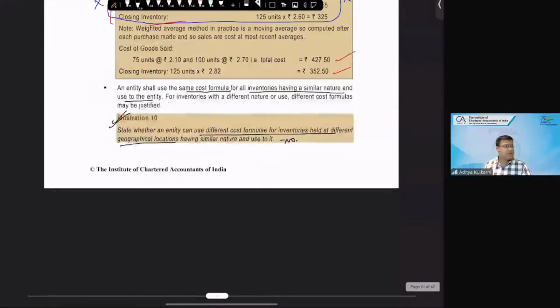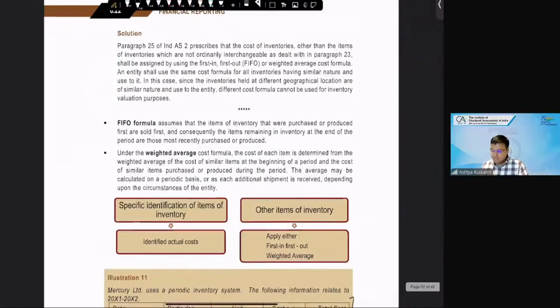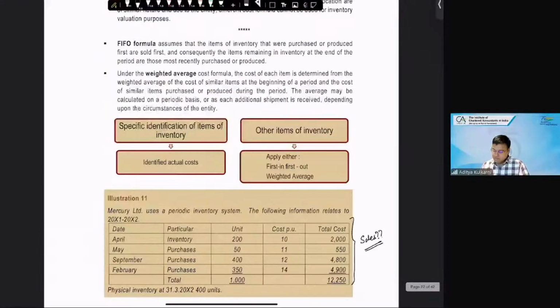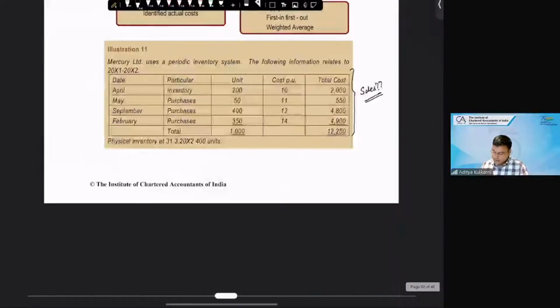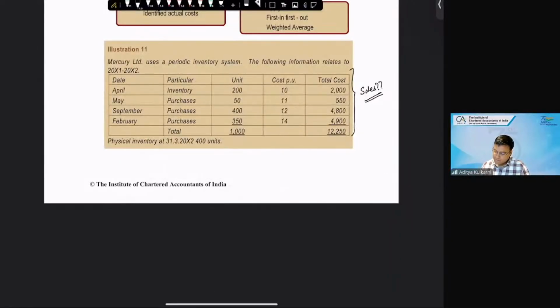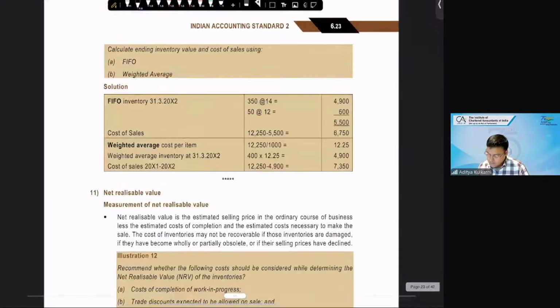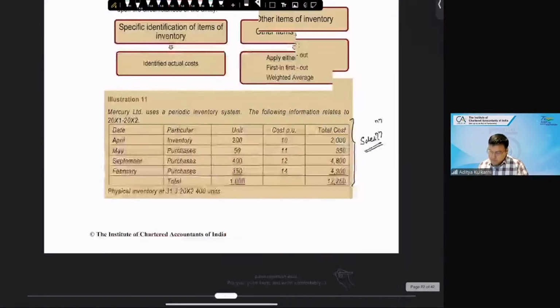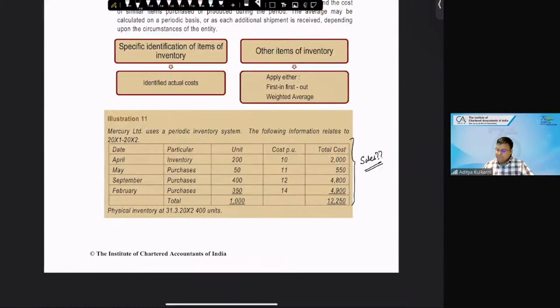This is done. Next one is, all right. Now coming to illustration 11.